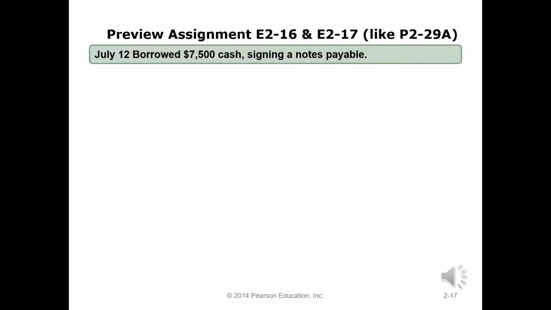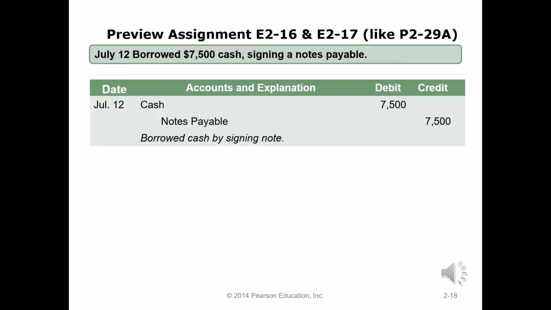Pause the presentation and write your journal entry. When we receive cash, we will always debit our cash account, and in this case we're promising to pay in the future and we've signed a note to indicate that we will pay, so we put this amount under notes payable for $7,500. Pause the presentation and post this journal entry to your T accounts or to your general ledger account.